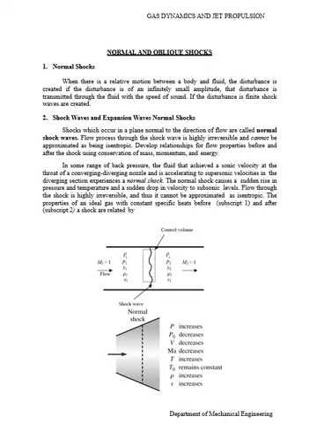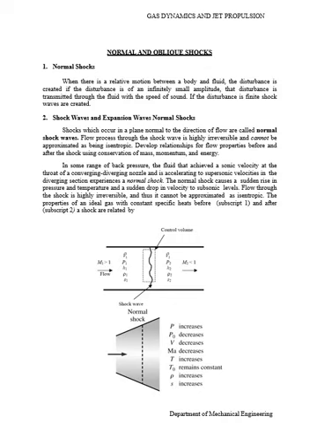In some range of back pressure, the fluid that achieved sonic velocity at the throat of a convergent divergent nozzle and is accelerating to supersonic velocities in the diverging section experiences a normal shock. The normal shock causes a sudden rise in pressure and temperature and a sudden drop in velocity to subsonic levels. Flow through the shock is highly irreversible and thus cannot be approximated as isentropic. The properties of an ideal gas with constant specific heats before and after a shock are related by the following.